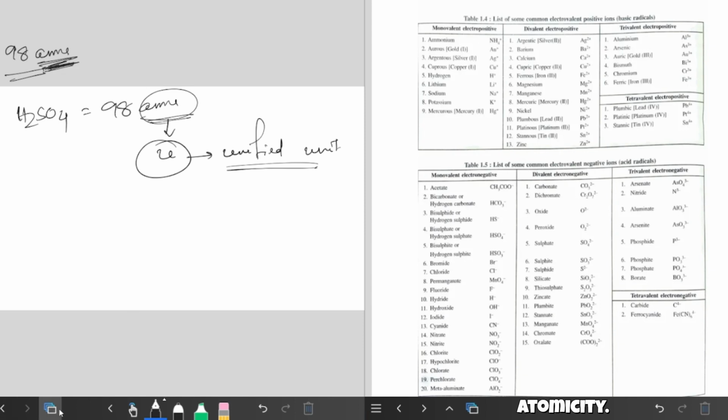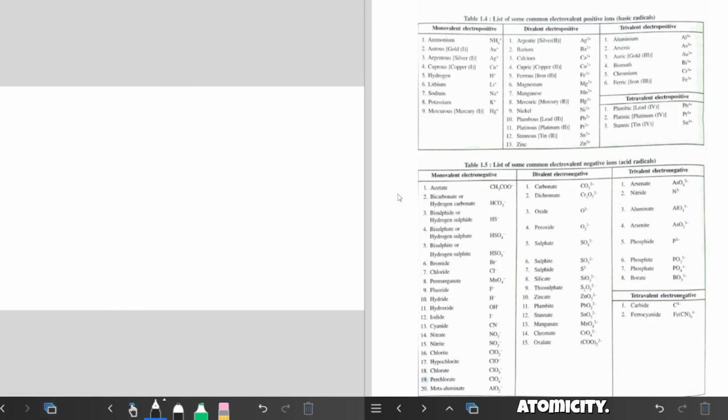Now let's write how to find out the molecular mass of substances. For that you need to know the masses of at least the first 20 elements, or try to find the masses if the information is given in the question. Okay, so let's write for magnesium chloride.